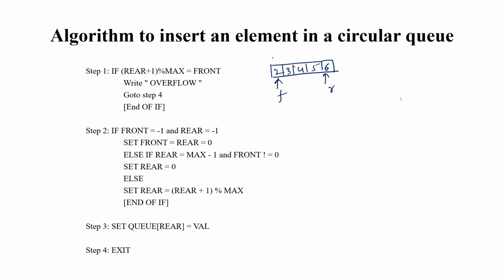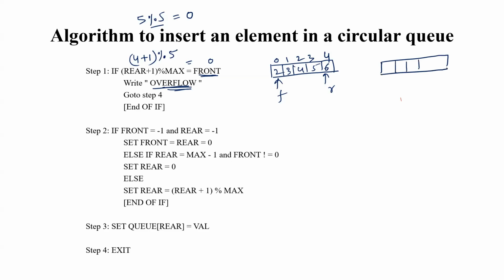What is r? The value of r right now is index 4. So we will write 4 plus 1 percentage 5. If you calculate that, it will be 5 % 5, and 5 % 5 is equal to 0 because there is no remainder. And the value of front is also 0. So this condition is matching. That's why we will say the queue is overflow, meaning the queue is full.